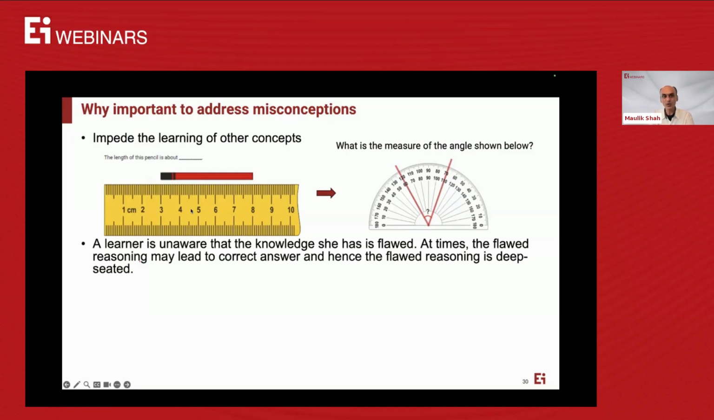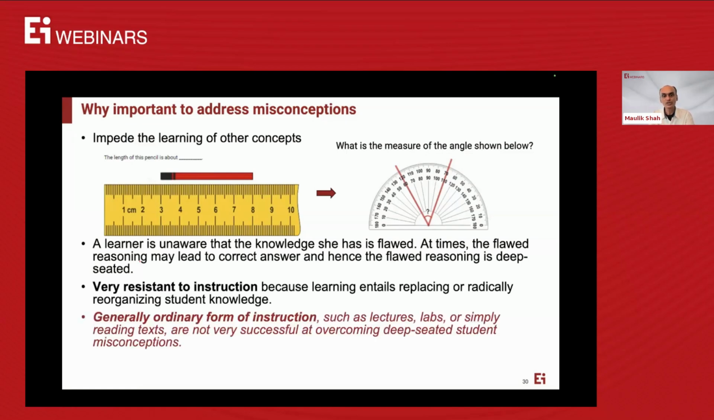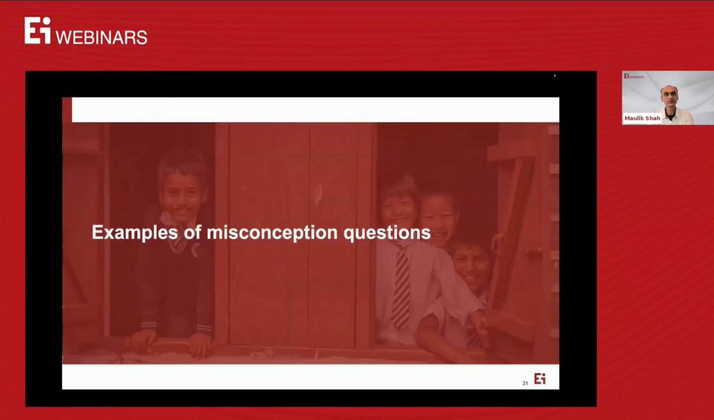It is only when we ask these questions that that wrong notion will surface and they will be made cognizant about that. And as I said, the faulty reasoning may lead to the correct answer, and that is reinforcing their understanding. And that faulty reasoning then gets deep rooted. Very resistant to instruction, often because of that. Generally, ordinary forms of instruction like lecturing will not lead to successfully overcoming those deep-seated student misconceptions.